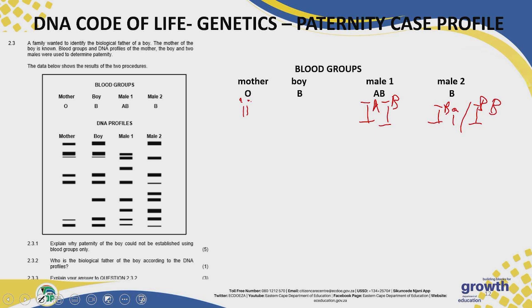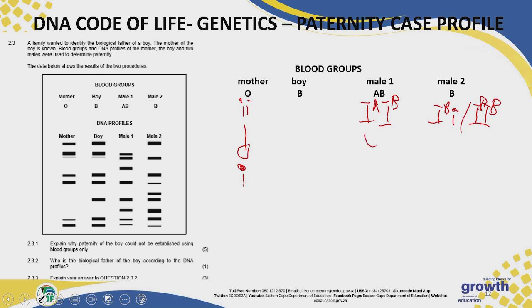Okay. Sorry, there should be another I here. So it's I capital B, I capital B. Then now let's go to the boy. The boy is type B. So definitely one of the alleles is going to come from the mother. So the boy is going to get 1 I from the mother.